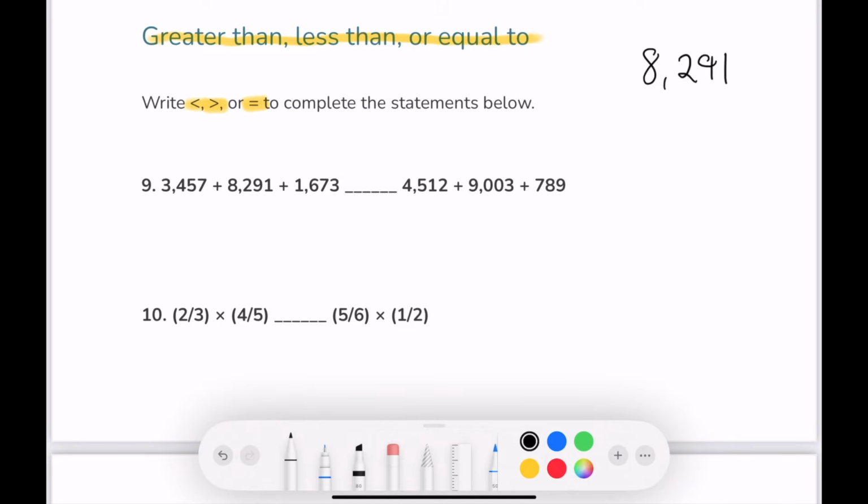All right, let's keep going. 8,291. Next one is 3457.